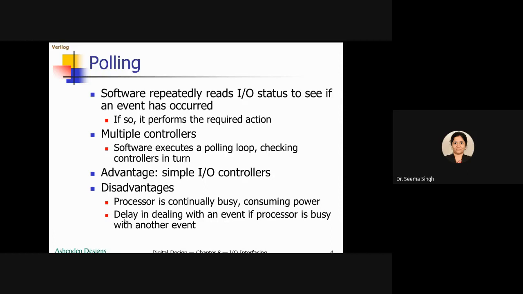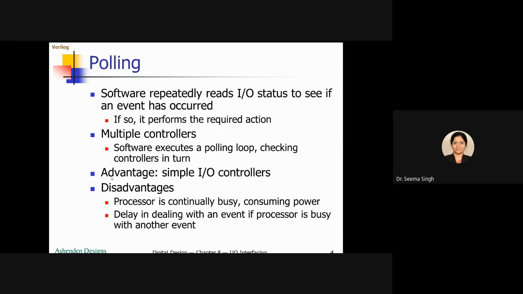So what is the advantage of polling software? It is simple. It is a simple IO controller. And what is the disadvantage? The disadvantage is it keeps on checking even when the event has not occurred. So the processor is continuously busy and it consumes more power. This is one basic disadvantage.